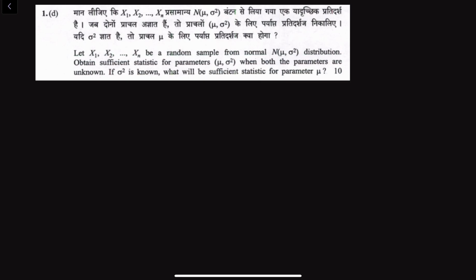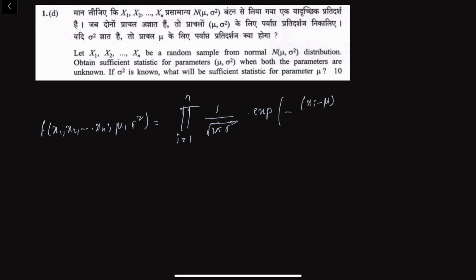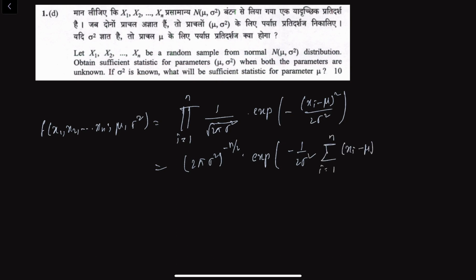So for this, we can consider the joint density. The joint density would be f of x with parameters mu and sigma square, equal to the product of the individual densities. So 1 by root 2 pi sigma square into exponent of minus (xi minus mu) whole square by 2 sigma square. That is nothing but (2 pi sigma square) whole to the power minus n by 2 into exponent of minus 1 by 2 sigma square summation i equals 1 to n (xi minus mu) whole square.